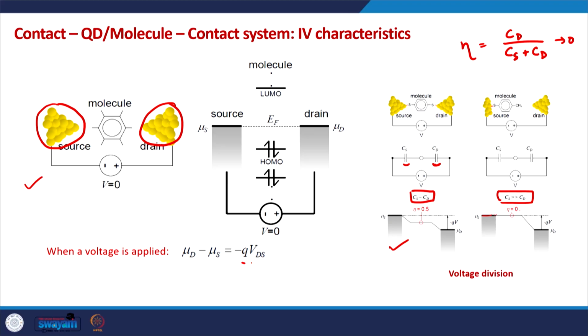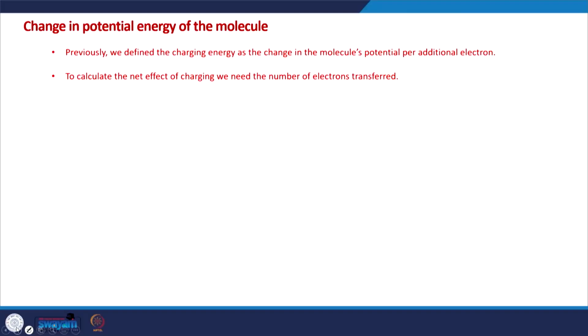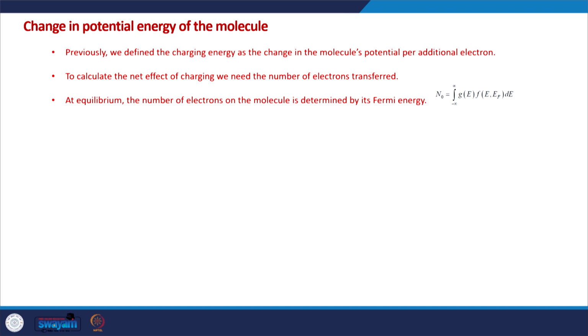The second thing that we need to understand is, when there is an applied voltage, when a drain voltage is applied, it means that now the equilibrium is disturbed. So in this case, there might be an electron transferred through this device, which will change the number of electrons in the molecule, which will change the potential energy of the system as well. This change we need to understand, because the density of states depends on the potential energy of the system.